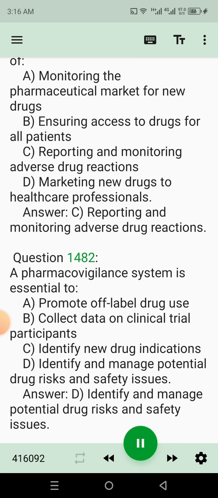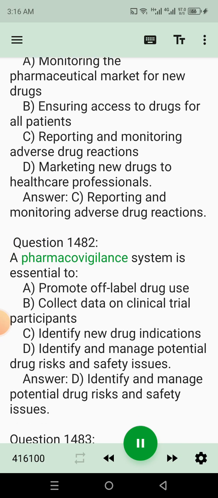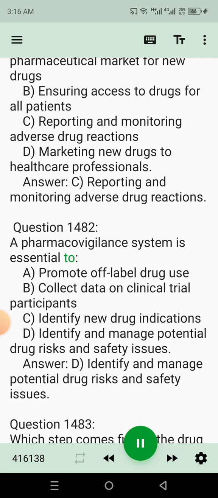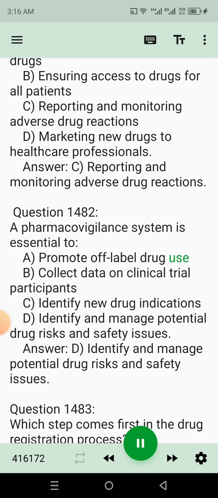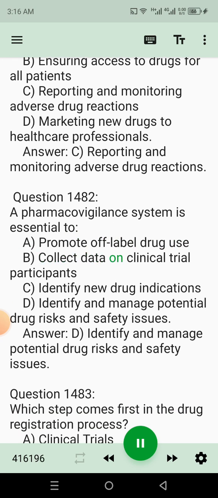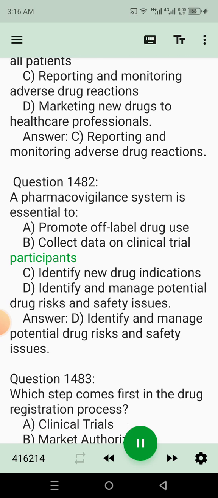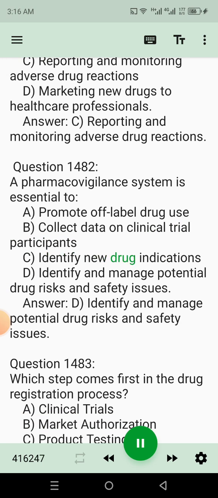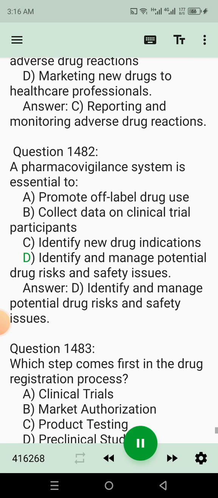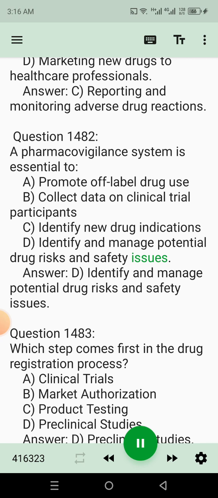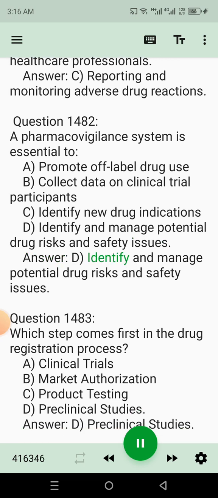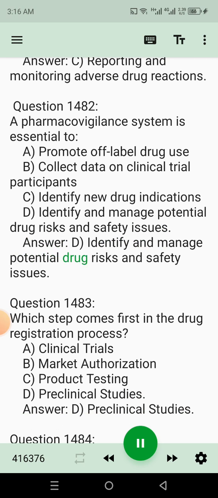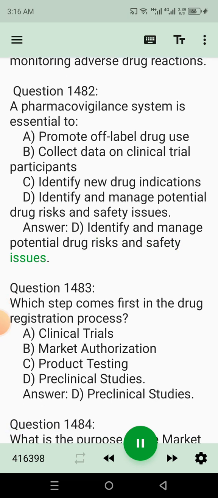Question 1482. A pharmacovigilance system is essential to: A. Promote off-label drug use. B. Collect data on clinical trial participants. C. Identify new drug indications. D. Identify and manage potential drug risks and safety issues. Answer. D. Identify and manage potential drug risks and safety issues.